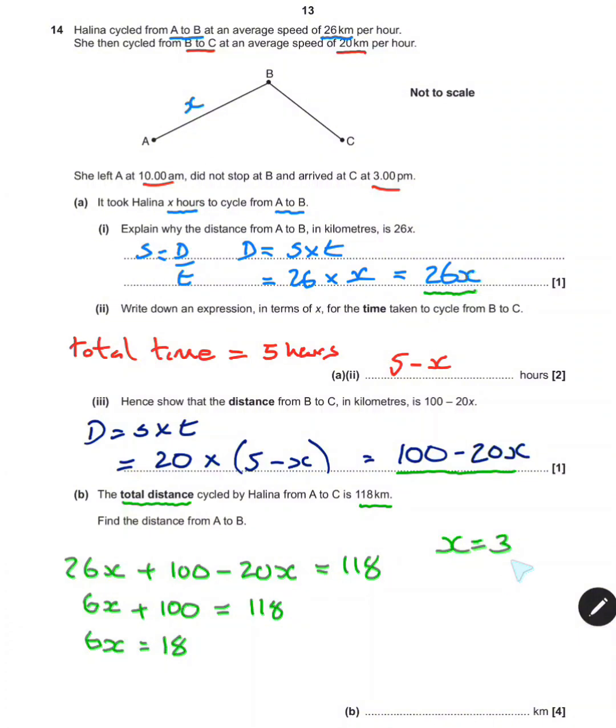So now we know what x is, we can answer this question. It wants to know what's the distance from A to B. Well, up here is A to B. And we know x is 3. So we need to do 26 multiplied by 3. 3 6s are 18, and 3 2s are 6, plus this 1 makes 7. 78 is your final answer.